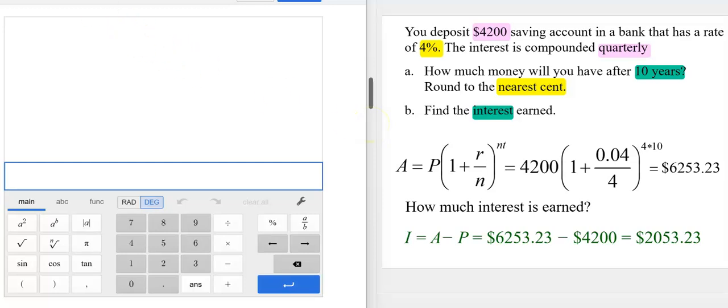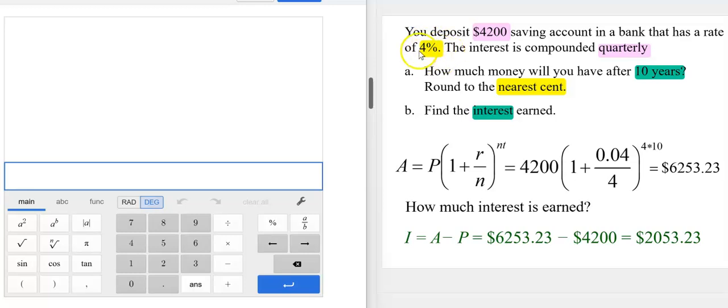Okay, so let's read the question. You deposit 4,200 in a savings account in the bank that has a rate of 4%. So I highlighted the numbers here. 4,200 is your deposit, which is called the initial amount or principal. We also call it present value, P. So 4,200 is P.